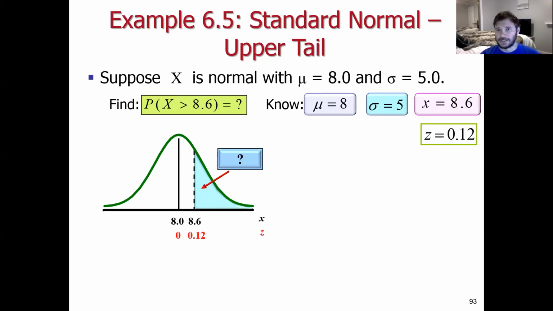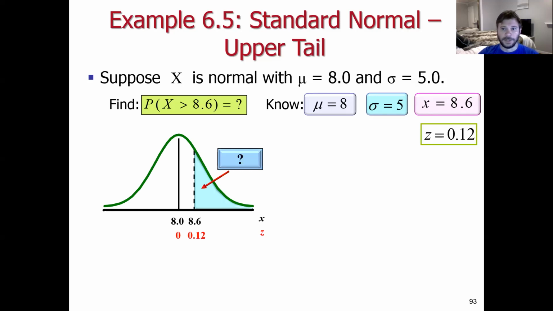So I didn't draw the second diagram. I think we can just think about that along the x-axis. So all we need to do now is go to our standard normal table. We can look up that value corresponding to 0.12, and that'll give us the pink region.